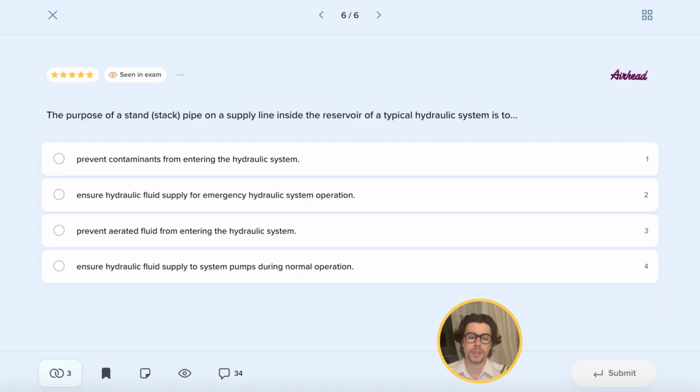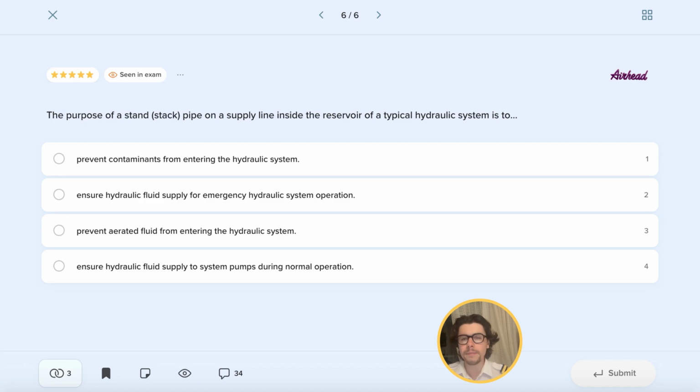And lastly, the question about the stand or stuck pipe on a supply line inside the reservoir. What is the purpose of the stuck or stand pipe in a reservoir of our hydraulic system? Our reservoir inside of our hydraulic system will store hydraulic fluid in order to allow for some thermal expansion, as well as to provide the fluid for the system generally.